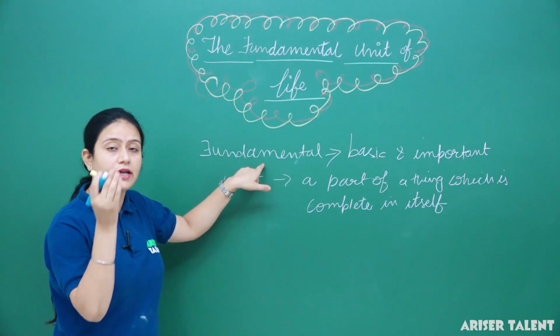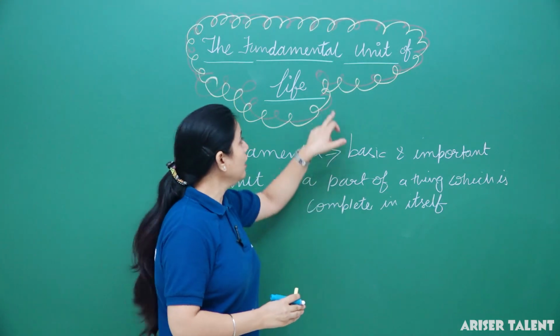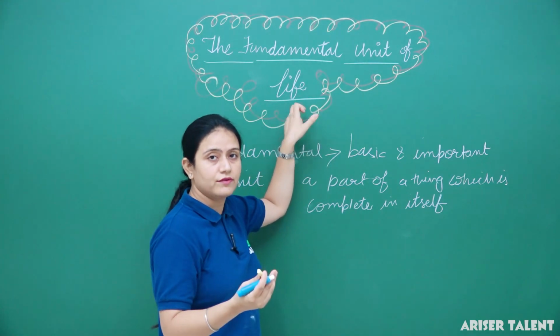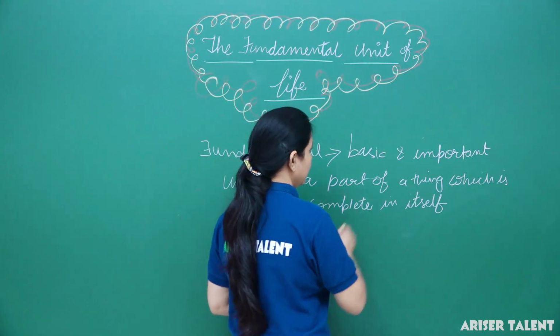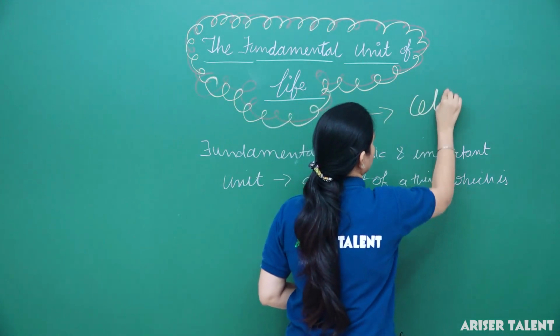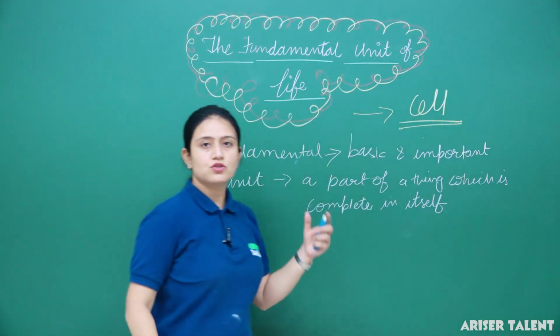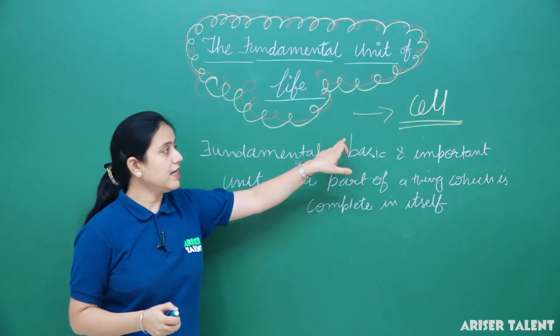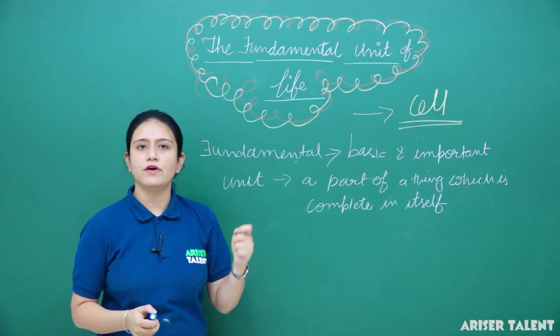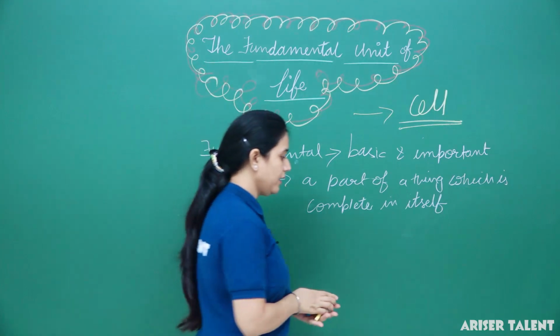So thus we can describe the title: the fundamental unit of life means something which is basic and important and is complete in itself, and this is the part of life. This is known as cell. So what is that? This is cell. Clear? So thus we can say that cell is the structural and functional unit of life. Clear?